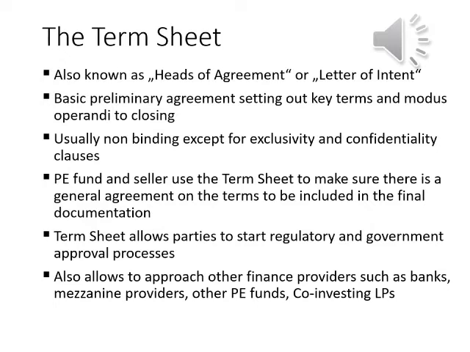The term sheet also allows parties to start regulatory and government approval processes if these are relevant to this transaction. It also allows the parties to approach other finance providers such as banks, mezzanine providers, other co-investing private equity funds, or co-investing LPs.